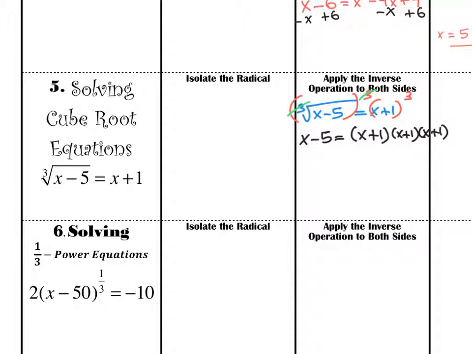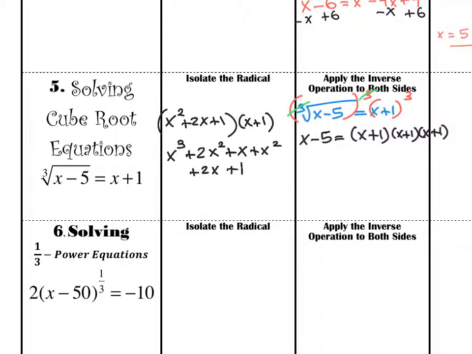Now, x plus 1 times x plus 1, I'm going to do it over here, is x squared plus 2x plus 1. And I need to multiply x plus 1 by it, so that would give me x cubed plus 2x squared plus x squared plus 2x plus 1. Now let's combine like terms.